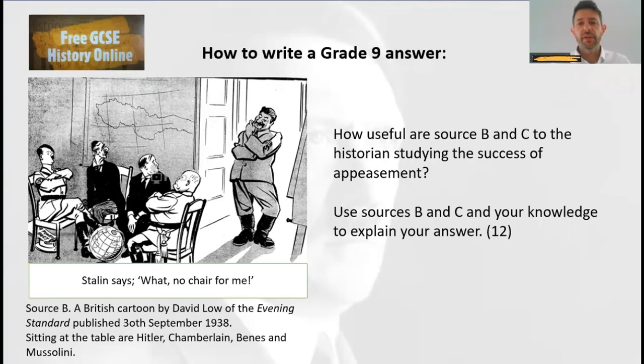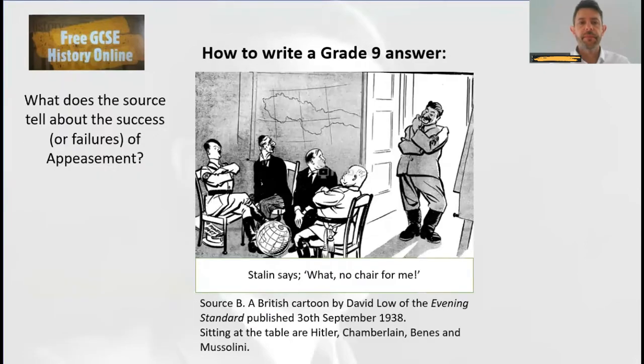So we're going to look at this question: how useful are sources B and C to the historian studying the success of appeasement? The success of appeasement doesn't mean just successes. It's a general statement about success and failure, so the ways it was a success and a failure need to be thought about. So let's have a look at the source and what it means then. You can pause this if you like and come up with some ideas. What do you think are the main messages here from the source content and from the provenance about how useful this source is about the success of appeasement? Have a pause for 30 seconds or so and have a think about some ideas.